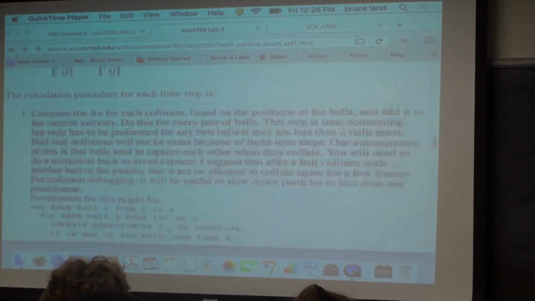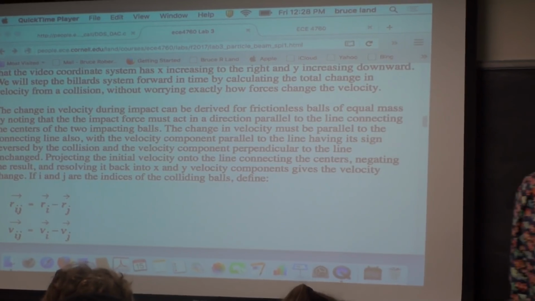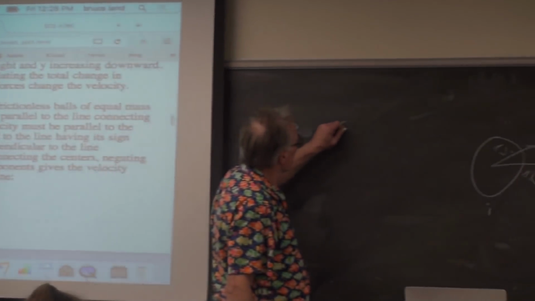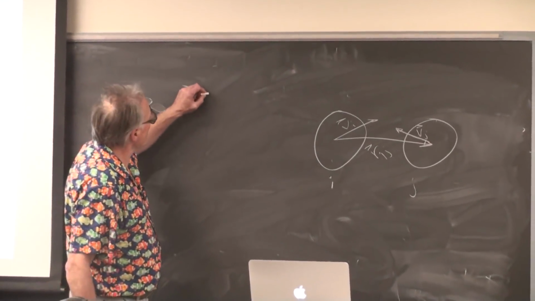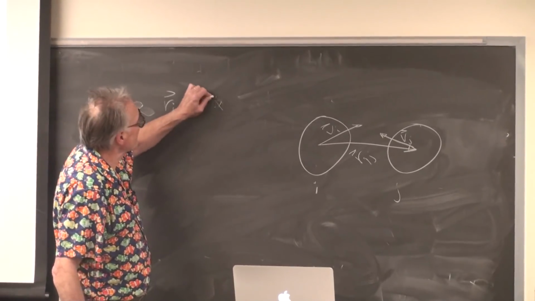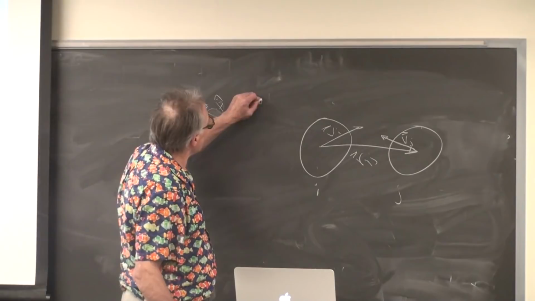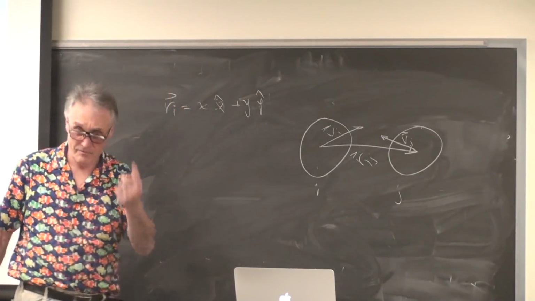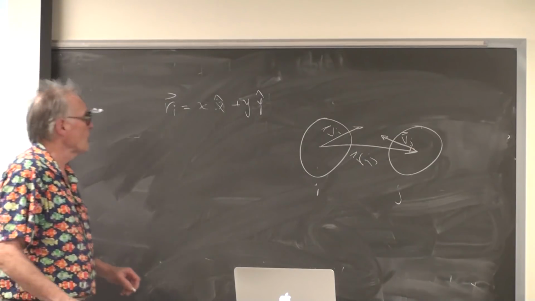So then what we're going to do is, Rij, or Ri, is some x times x hat, x hat being the unit vector in the x direction, plus y times y hat, where y hat is the unit vector in the y direction.